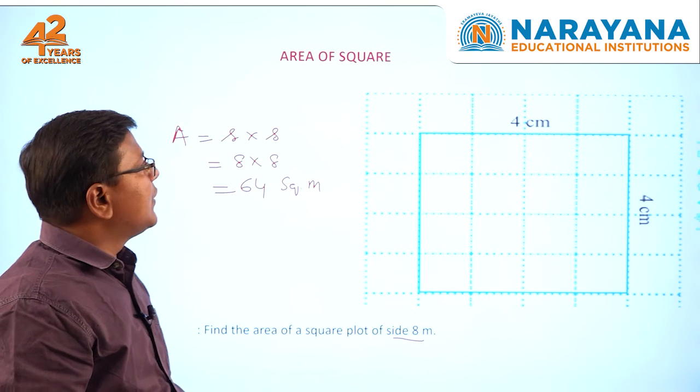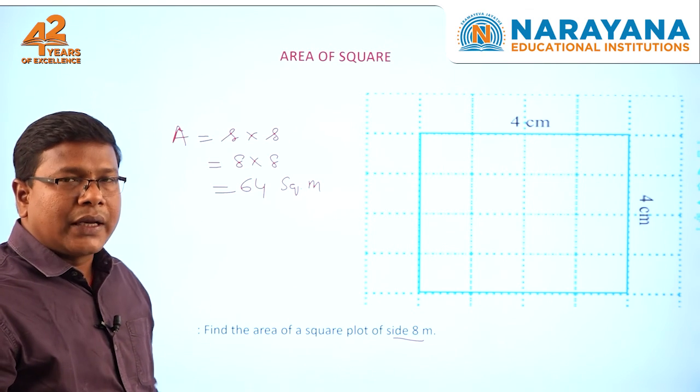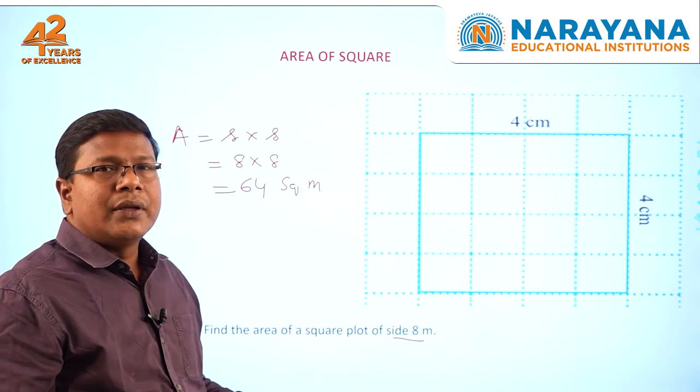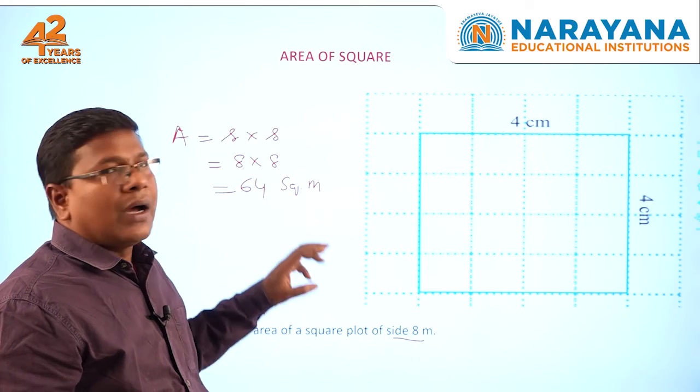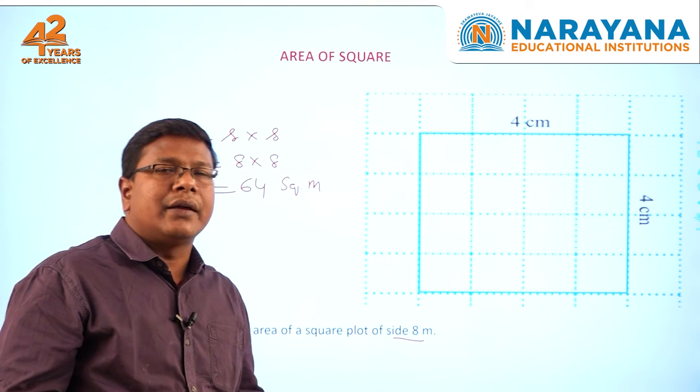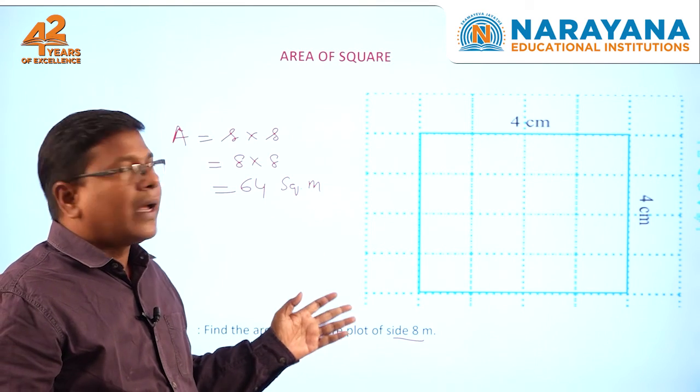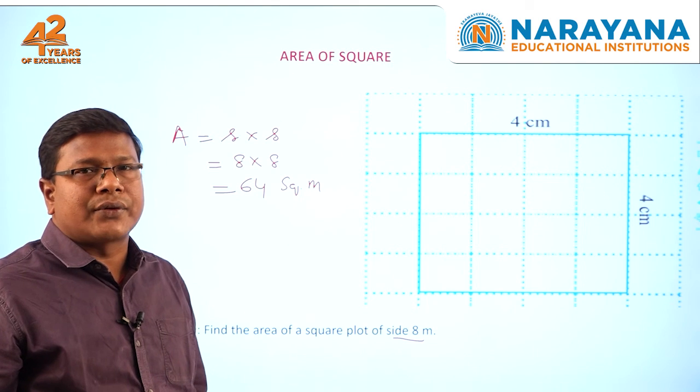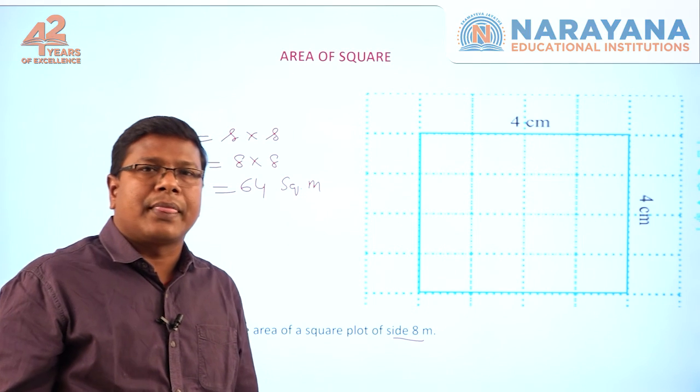Fine. This is the way you need to find the area of regular shapes and irregular shapes, and in this topic we have to find the area of square and rectangle. So, these are the formulas and problems related to areas of square and rectangles. Okay. Thank you.